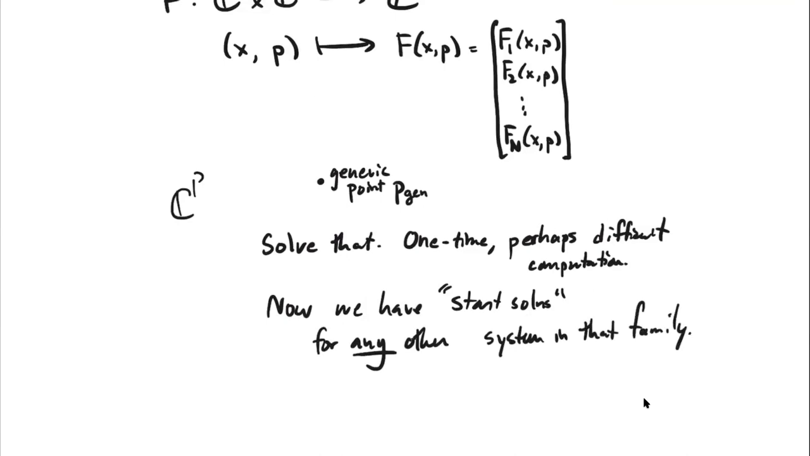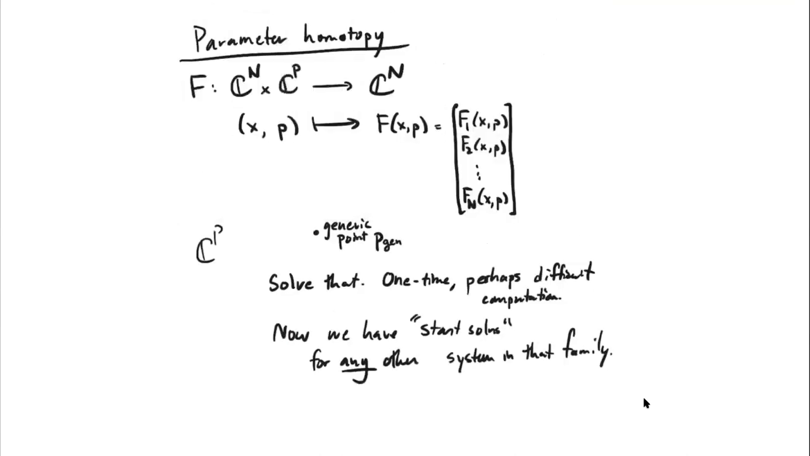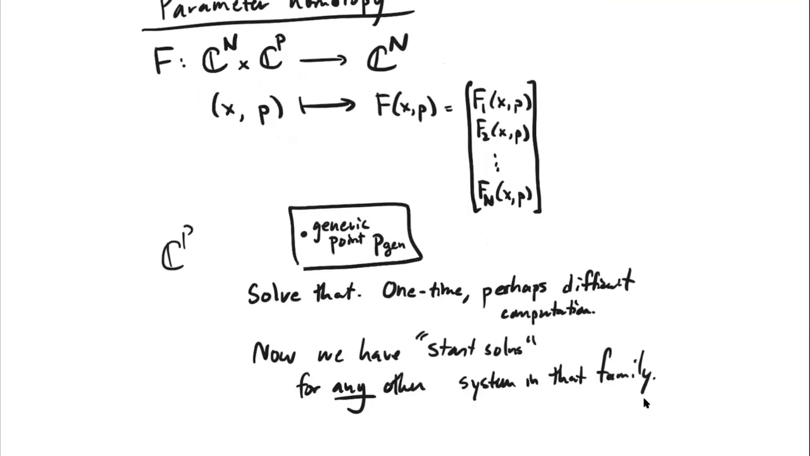Okay. And so what happens here is that in order to solve this for this generic point, we might have to use something like a total degree homotopy. Essentially, we'll need a start system to get the solutions to this one. And that start system might be way worse. It might be way bigger. It might require a lot more computation. But at the end, we'll find some, probably much less of the solution paths converge. And now we have start solutions for this parameter point.